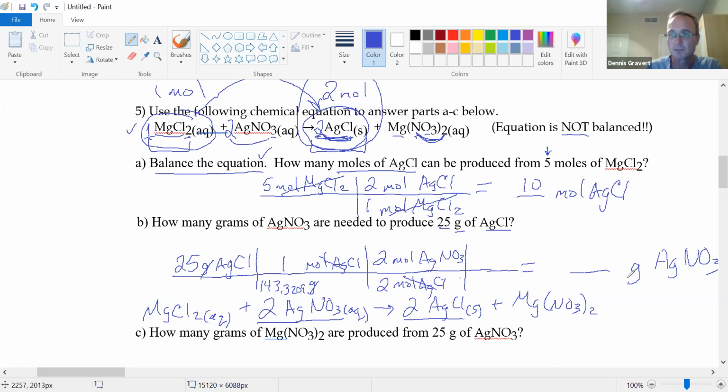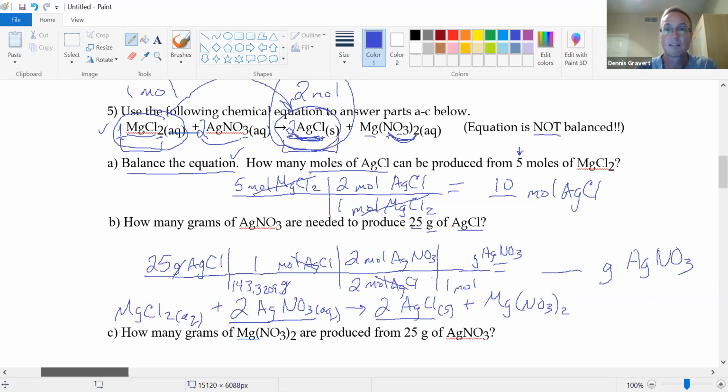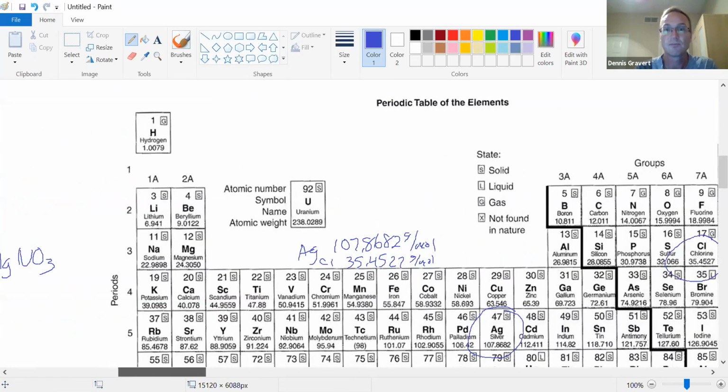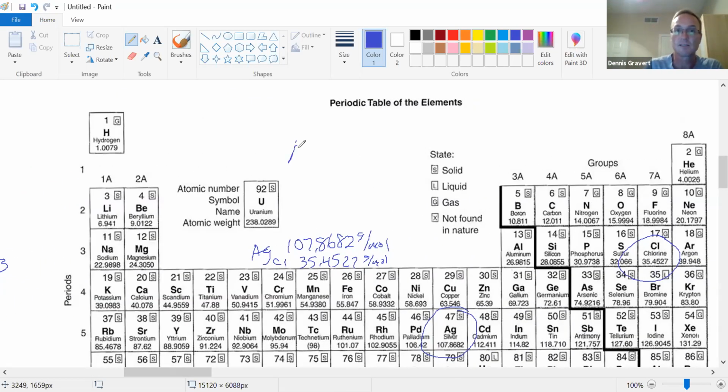But you want grams of AgNO3. So get out of moles and back into grams of AgNO3. Every 1 mole of AgNO3 weighs as much as all these atoms do when you add them together. So we're trying to find the molar mass of AgNO3.